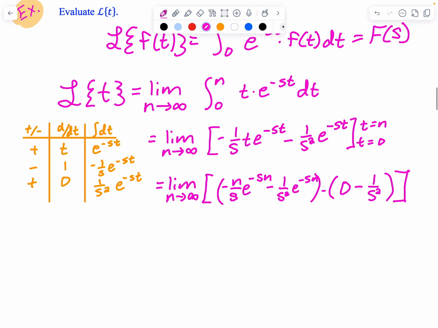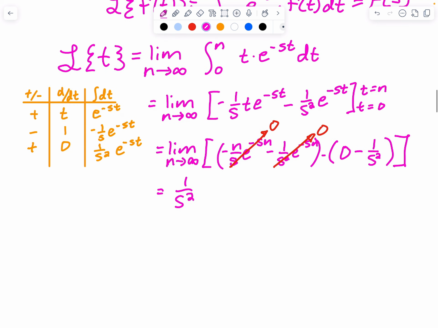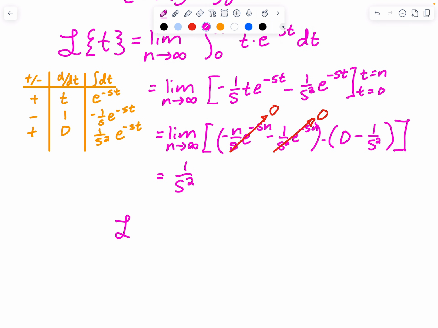Now, if you just look here at our limits, this thing is definitely going to 0. I have e to the sn on the bottom. Even though I have that n on top, e functions grow a lot faster, so it would take over, forcing it to 0. Same logic here. And then this just leaves our answer to be 1 over s squared. So this is a new rule for us. We're going to use it. We want to derive it again. The Laplace transform of t is equal to 1 over s squared. All right, so there's our answer for that one.